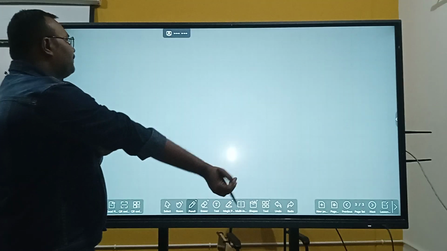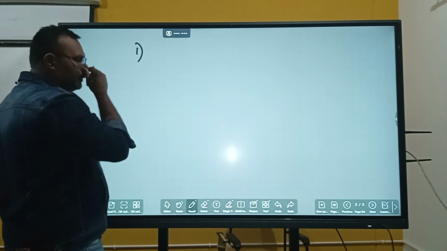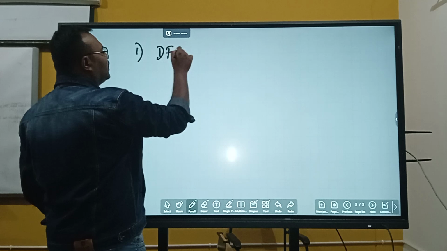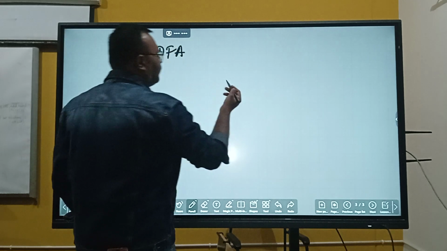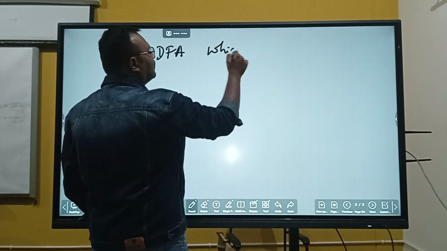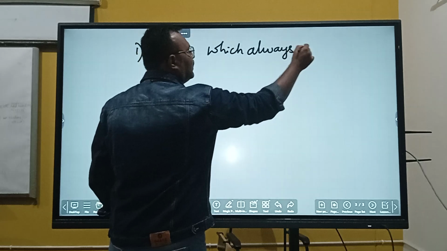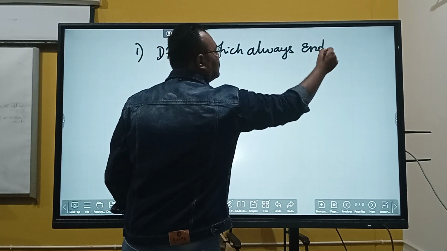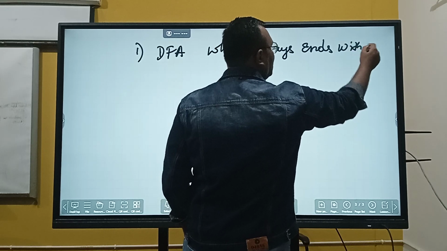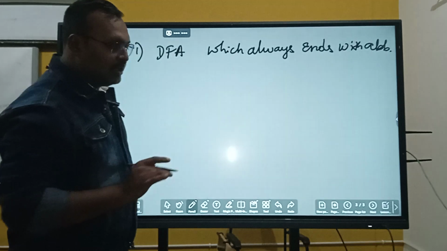I'll say the problem number is 1, and here we construct a deterministic finite automata for the language which always ends with ABB. This is what we are going to construct.